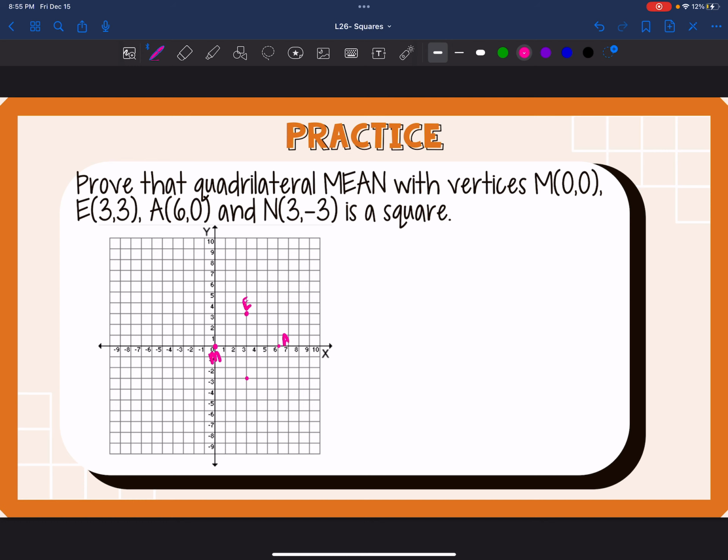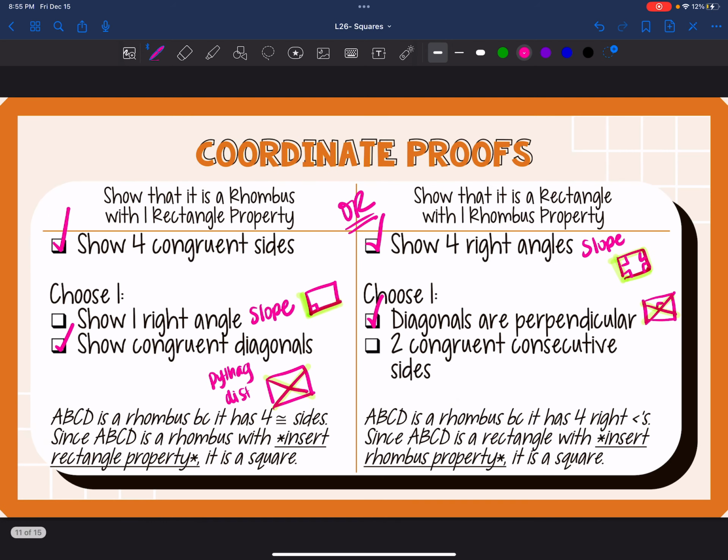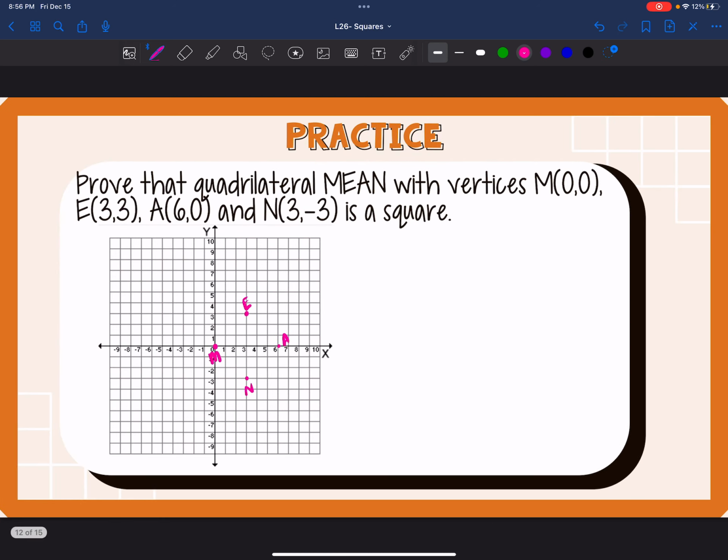Oh, I forgot to mention, my concluding statement will say that since I have a rhombus, because it has 4 congruent sides, and I'm going to say it's a rhombus with congruent diagonals, therefore it is a square. So here I'm doing rhombus with 1 rectangle property. So I'm going to write that down, rhombus with 1 rectangle property. You tell me which one works for you, which one you like best. At the end, you tell me which option you like best.